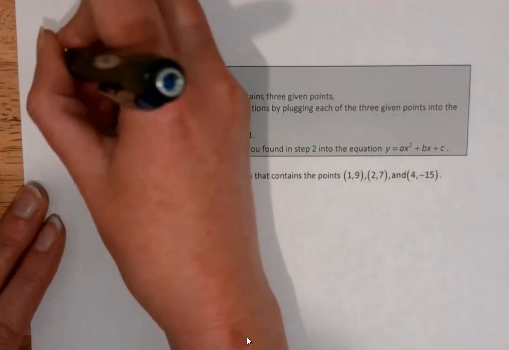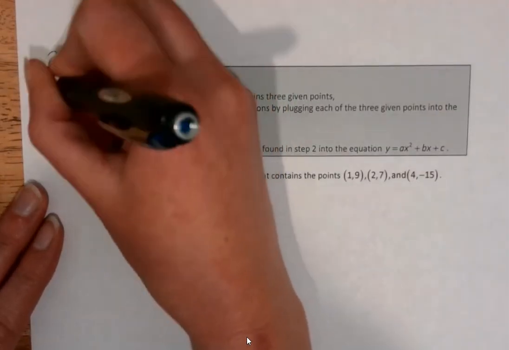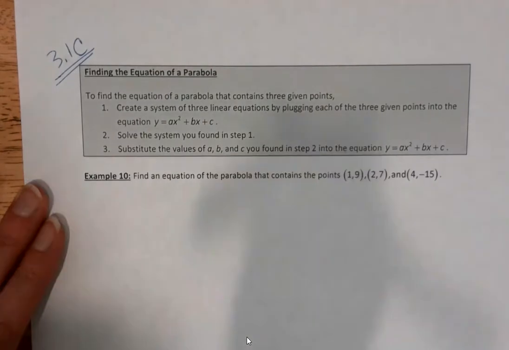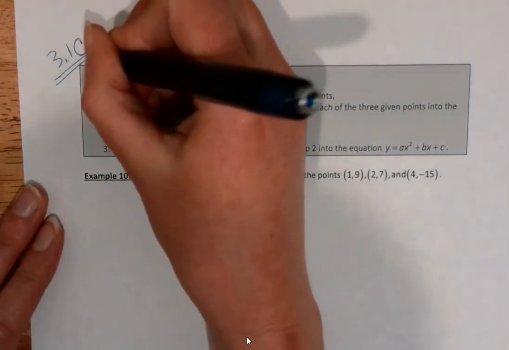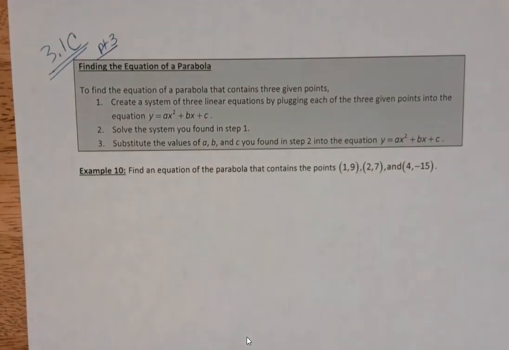Alright, let's look at the last part right here of 3.1c. This will be our third video here. This is a long section. Alright, we're going to try to find the equation of a parabola by hand.